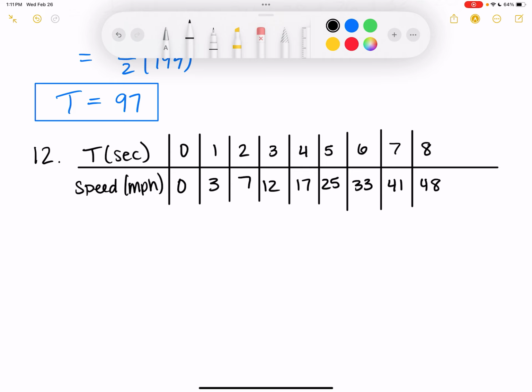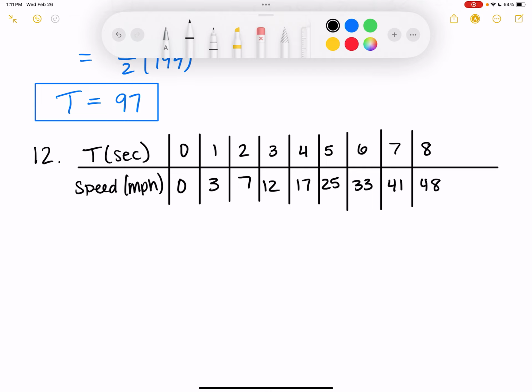This table, they gave you the table up and down, but I did it side to side so it didn't take up so much room. Anyways, it records the velocity of a bobsled at 1 second intervals. Notice 1 second intervals. For the first 8 seconds of its run, use the trapezoidal rule to approximate the distance the bobsled travels during that 8 second interval. Give your final answer in feet.